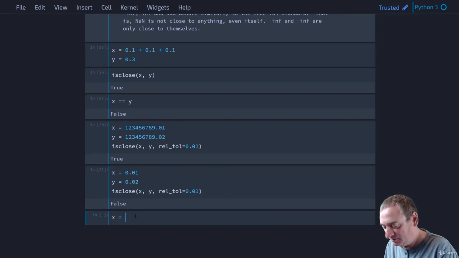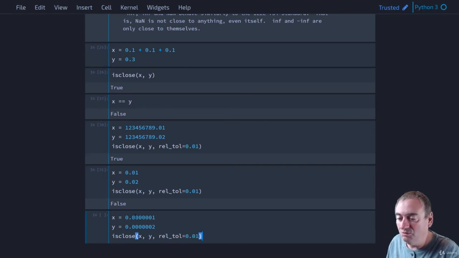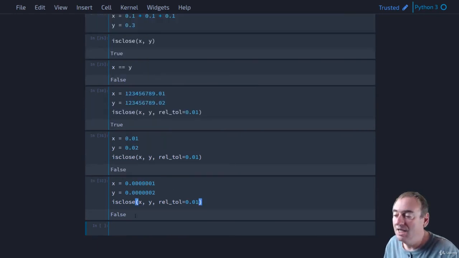So let's take x equals 0 point, and let's put in 6 zeros, then 1. And let's take y equals 0 point, 6 zeros, then 2. And let's look again at the isClose method with x and y, and again, we'll keep the relative tolerance at 0.01. And we get false, right?